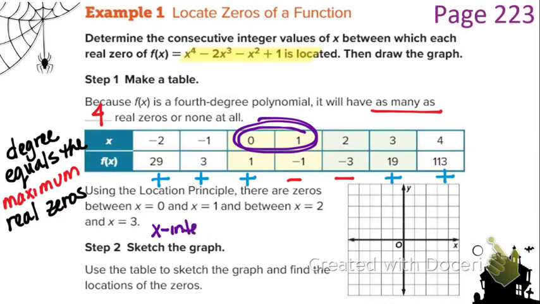Let's write this down. Between 0 and 1. And we're not going to actually graph it out, we're just going to write it. So somewhere between 0 and 1, that could be 0.2 or 0.9 or 0.8 or 0.7. Somewhere between 0 and 1, we have an x-intercept. That's our first real zero.